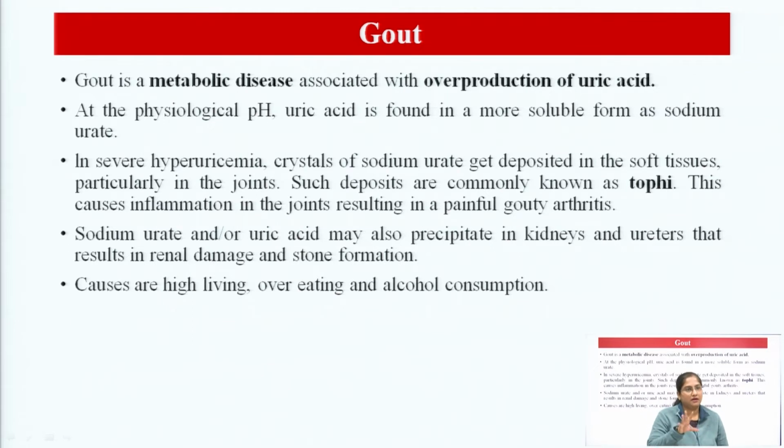So, here we are talking about gout. These tophi are made up of crystals of uric acid, along with calcium and oxalate crystals, and they are deposited in between the joints and on the soft tissues. Next, see what will happen. The uric acid, in the form of sodium urate crystals, may also precipitate in the kidneys and ureters, which results in renal damage and stone formation.